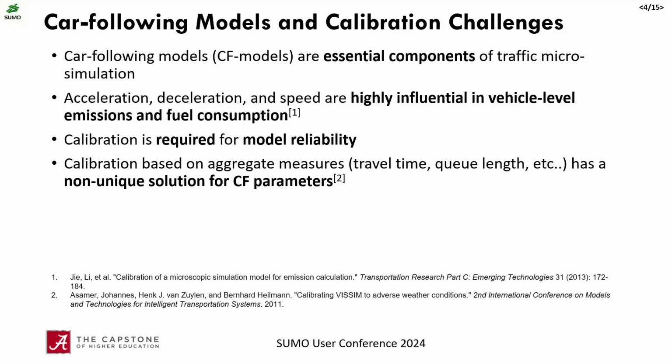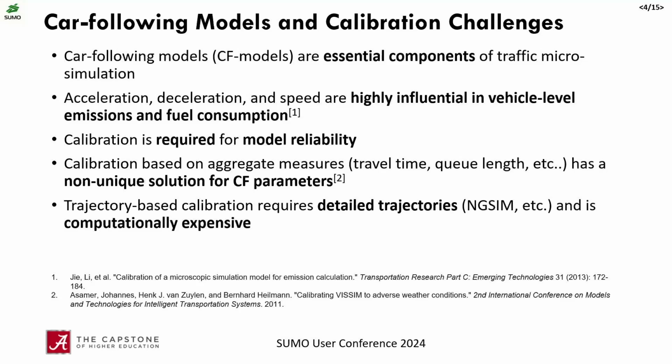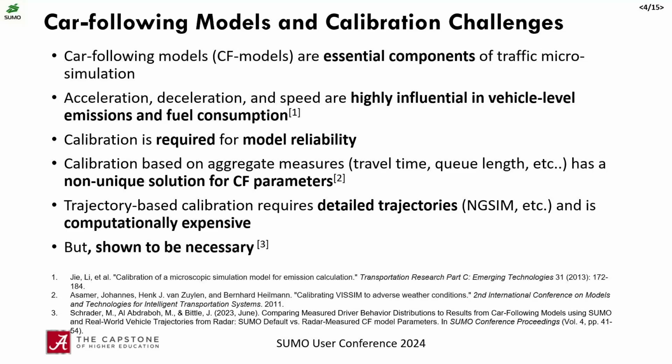In literature, it's frequently discussed that calibration is based on aggregate measures. If you just calibrate to volumes and edge speeds or travel time, there's a non-unique solution for the car following model parameters themselves. So literature typically points to the fact that you need trajectory-based calibration. The problem with trajectory-based calibration is you need high-quality trajectories, and it's computationally expensive. But like I said, last year we showed to ourselves, at least, that we felt it was necessary to do this trajectory-based calibration.